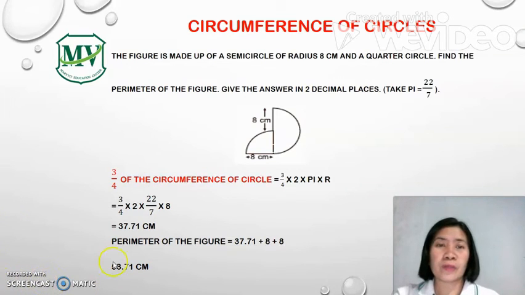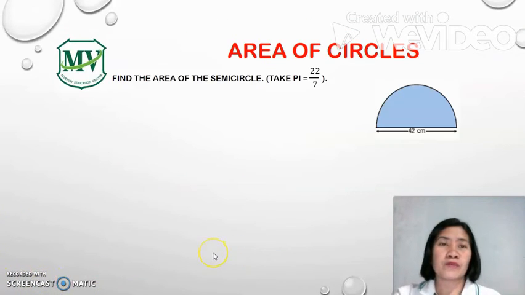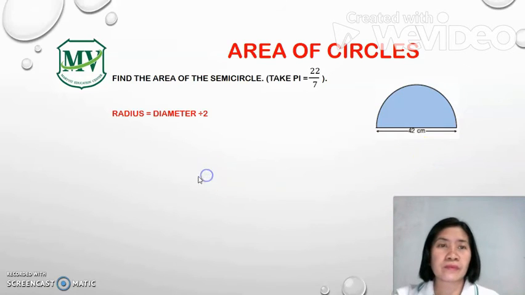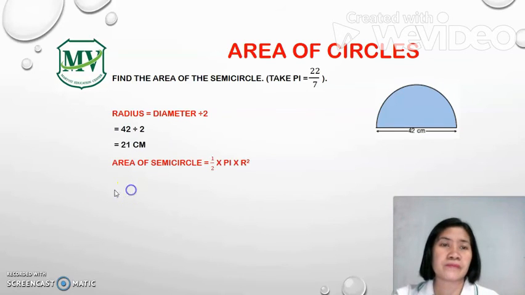Let's do another problem. Find the area of the semicircle. Take pi equals 22 over 7. The diameter of the semicircle is 42 centimeters. Radius is equal to diameter divided by 2. So the radius is 42 divided by 2 equals 21 centimeters.